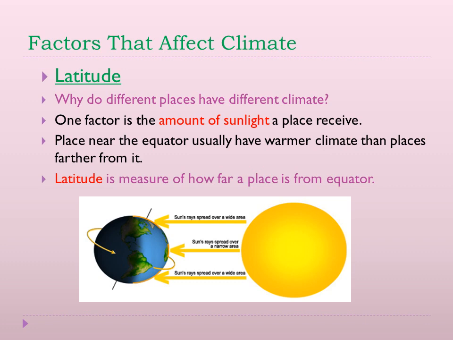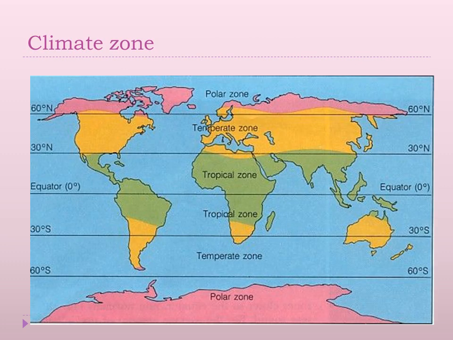For example, as you can see in the picture, places near the equator usually have a warmer climate than places further from it. So an area near the equator is usually hotter than places further away. Based on that, there are three major climate zones according to latitude. Which are the zones? These are the tropical zone, temperate zone, and polar zone.